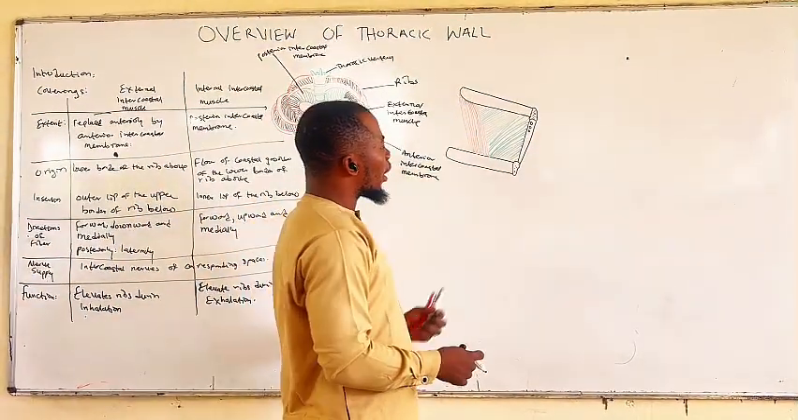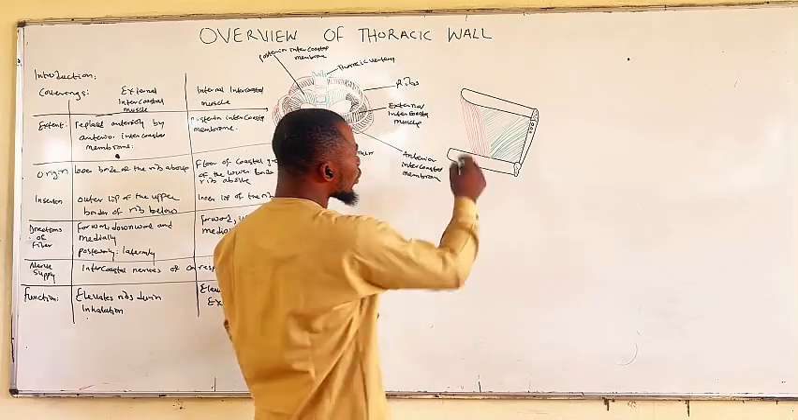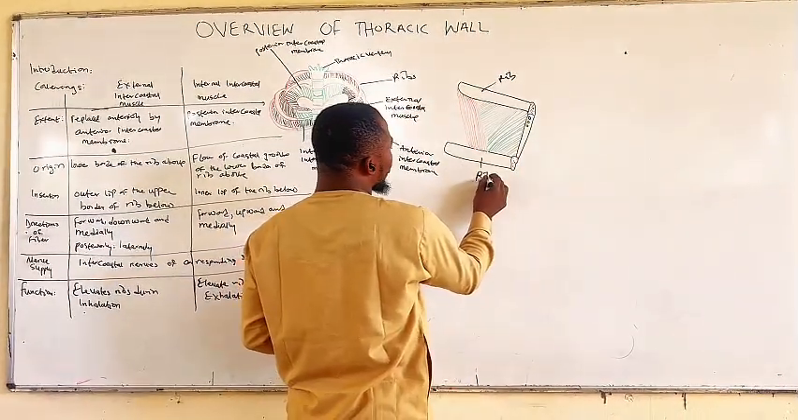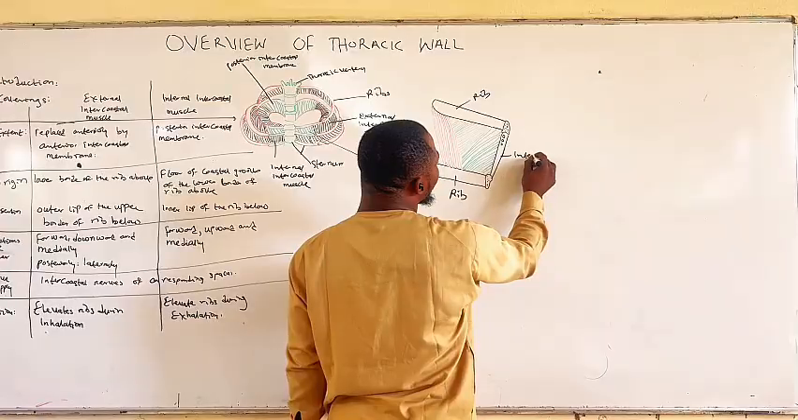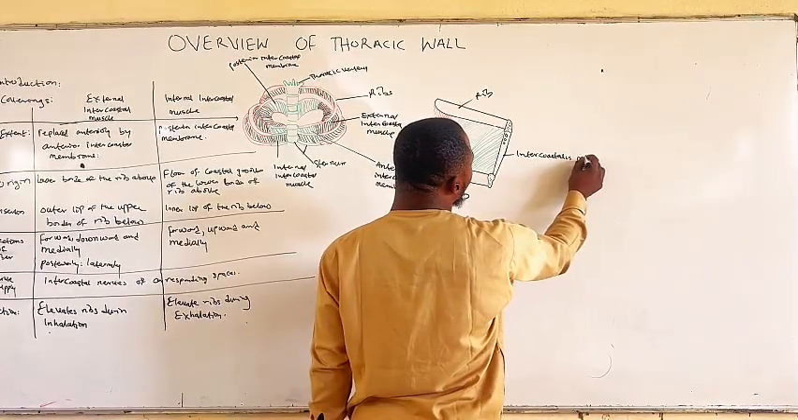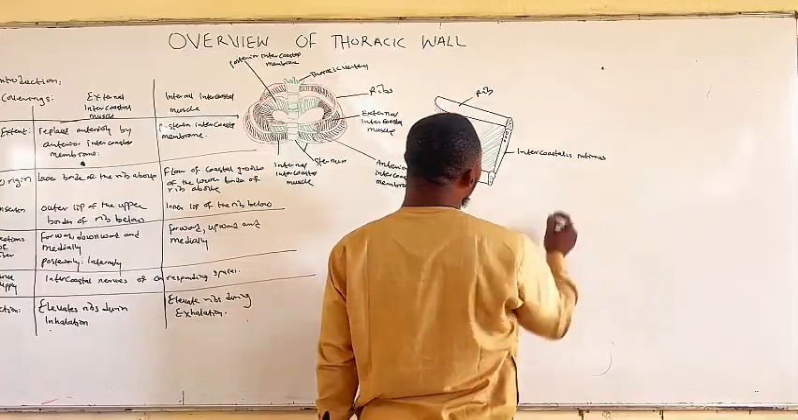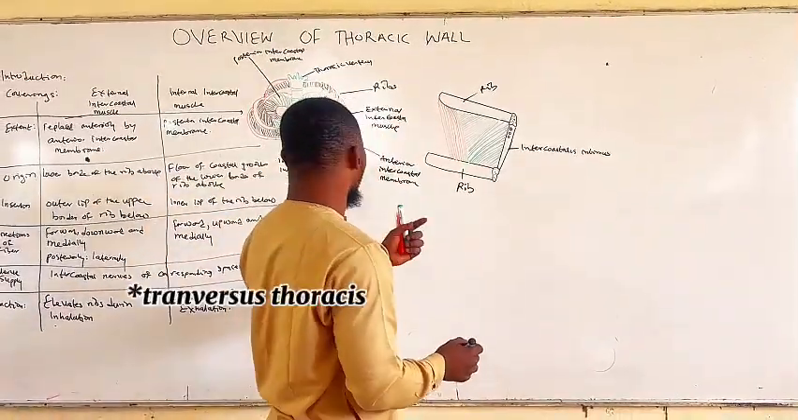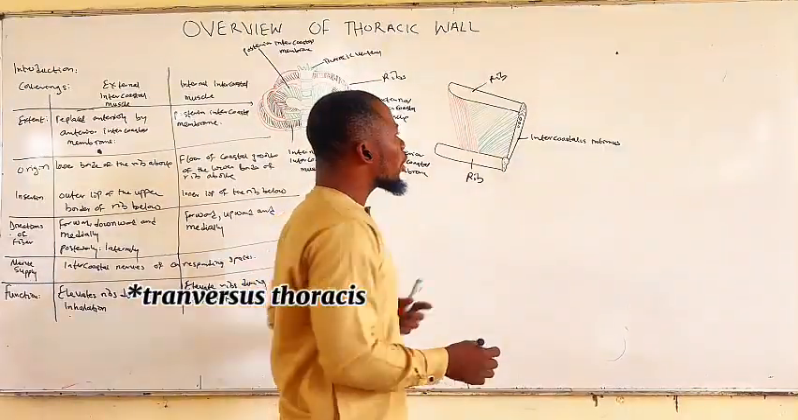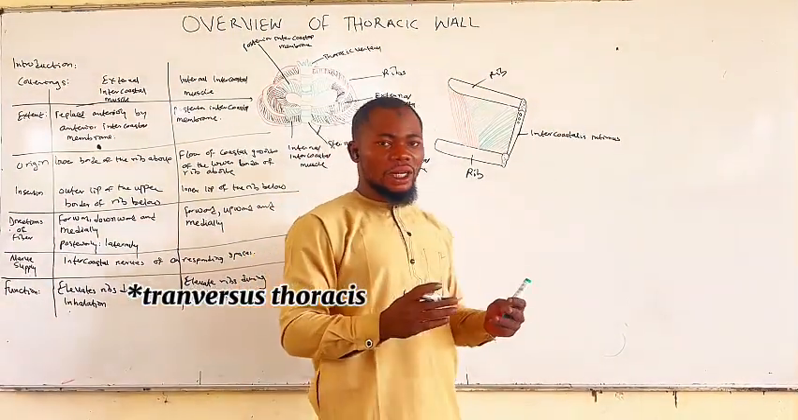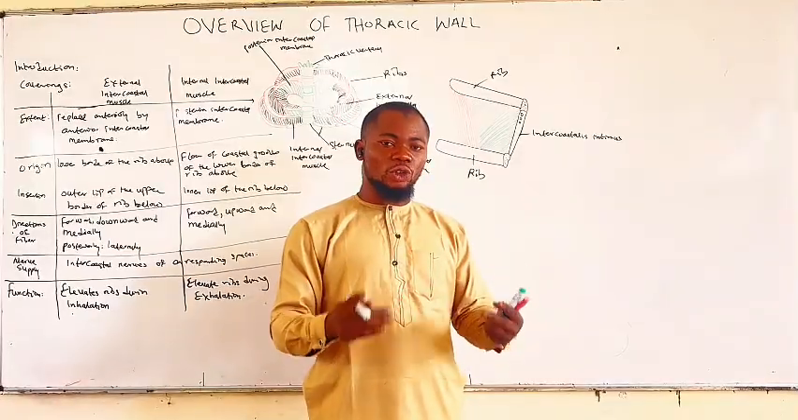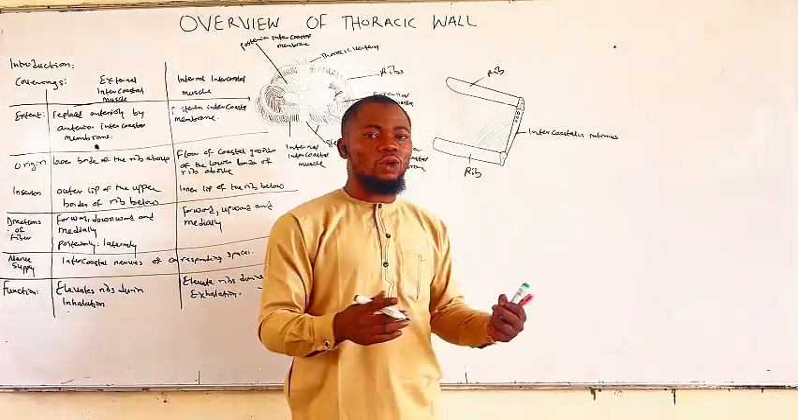Now these are the directions of their fibers. These are ribs, this is another rib, this is the intercostalis intimus. The intercostalis intimus is one of the muscles that form the innermost thoracic layer, because it is formed by three muscles. One is intercostalis intimus, the second is subcostalis, and the last is sternocostalis.